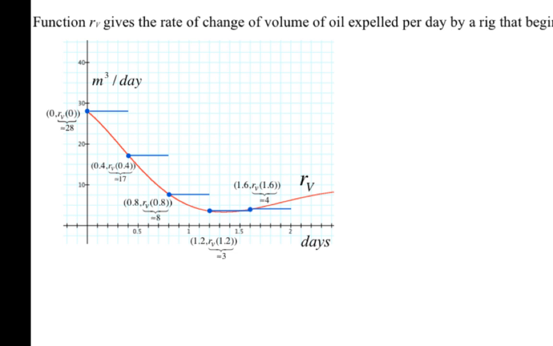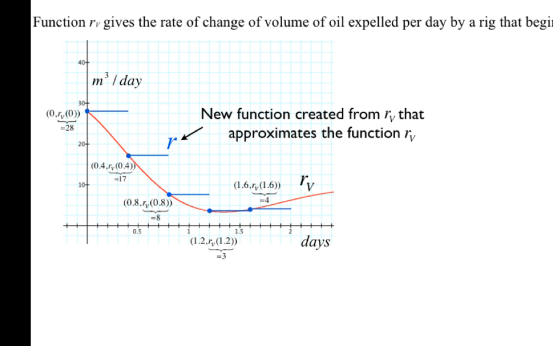Okay? So now, we're going to call this function just r. So we had r sub v. We just made a new function out of constant rates, and we're going to call it r. This r is a new function created from r sub v. It approximates the function r sub v. So the blue one, the horizontal bars, we used the original rate function to make it, and now this new function approximates the one we started with. So we're going to call this the approximate rate function.